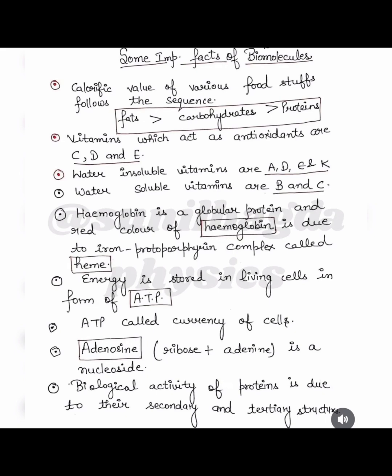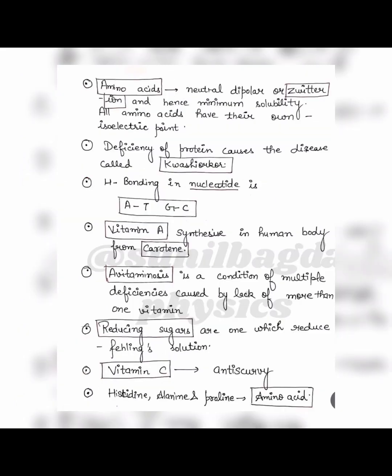Biological activity of proteins is due to the secondary as well as the tertiary structure of protein, and the primary structure only shows metabolic or chemical activity. Amino acids exist in neutral, dipolar or zwitterionic form, hence they possess minimum solubility in water. Deficiency of protein causes the disease called kwashiorkor. Okay, so this is an important question from your exam point of view.